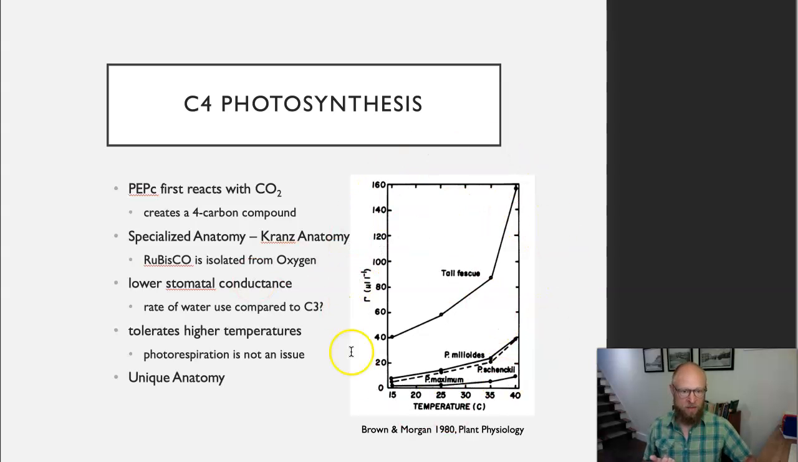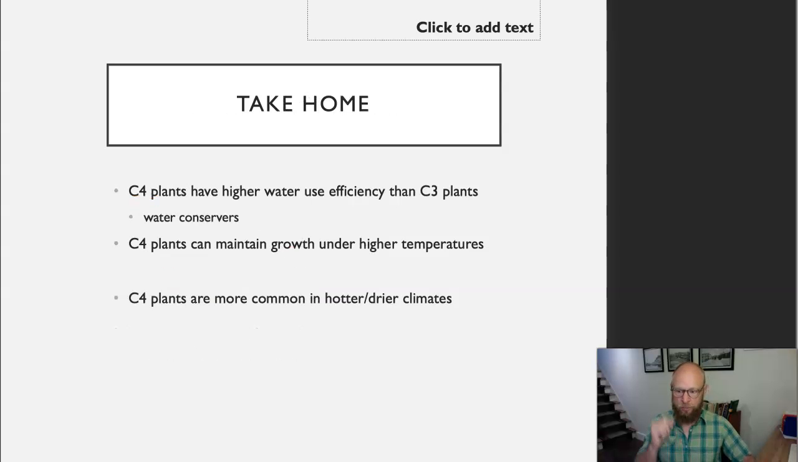So here is the figure I showed you before that shows the relationship between leaf temperature on the x-axis and photorespiration on the y-axis. Remember, this line here is our C3 plant, and these lines down here are 3 different C4 plants. You can see the rate of photorespiration is much lower. It still increases with temperature, but it's still way lower than a C3 plant. And that's, again, because of that spatial separation between rubisco and oxygen.